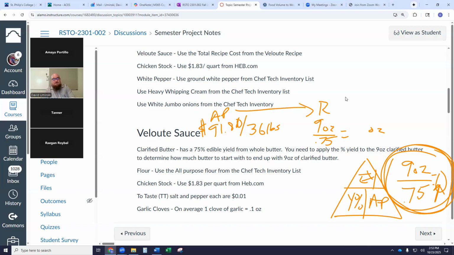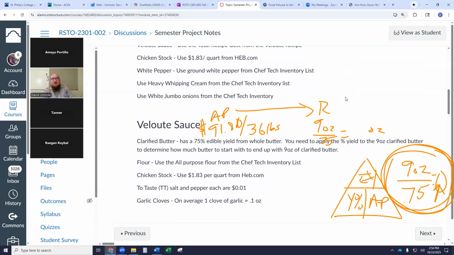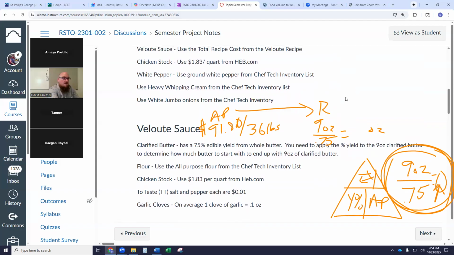I'm currently trying to figure it out, but the calculator gave me a nonsensical answer. Okay, what did you put into your calculator? 9 divided by 0.75. What did you get? 12. Okay, why is 12 a nonsensical number? Because it's greater than what I put in.